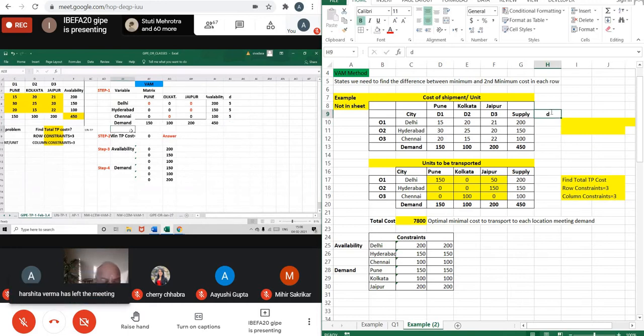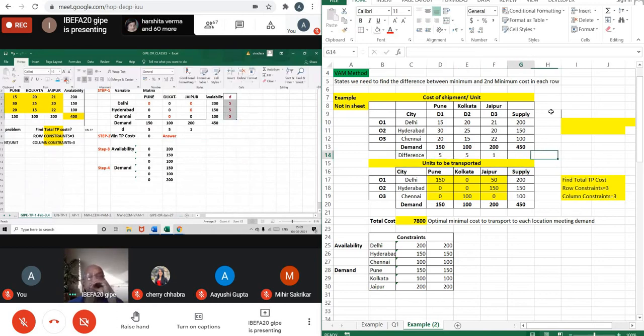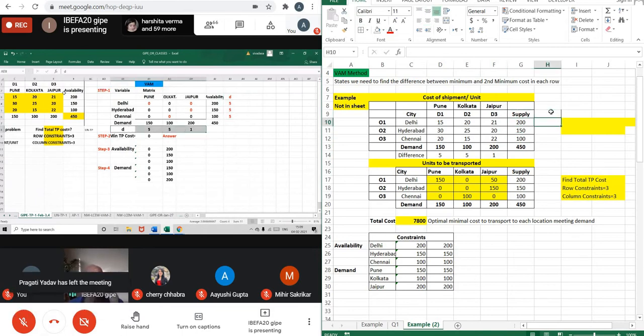Repeat that for each column. 15 and 25. 15 and 20, again 5. 20 and 21 become 1. This is the first step. Find the difference for each row and each column.